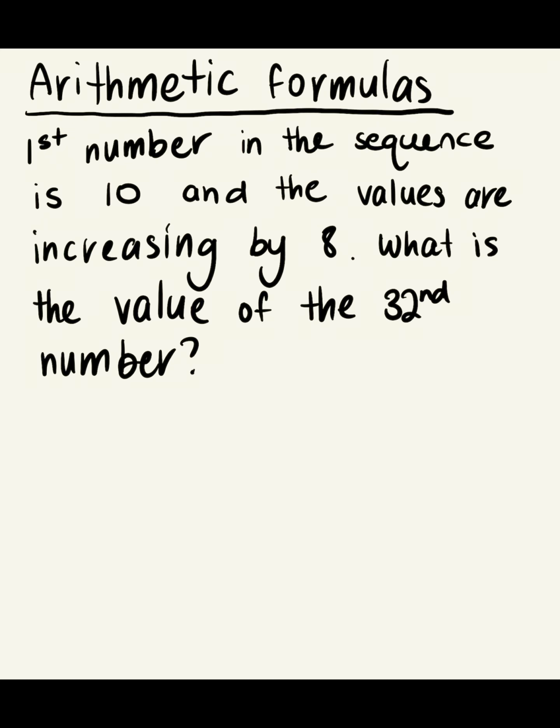Now, if it was a few spots, it probably would be very easy just to add it up like that. But obviously now we're dealing with the 32nd number. So we're increasing quite a lot. So that's actually quite a lot to do. So it's a lot easier just to simply use our formula. And so the formula that we're going to be using today is written as An = A1 + (n - 1) × d.